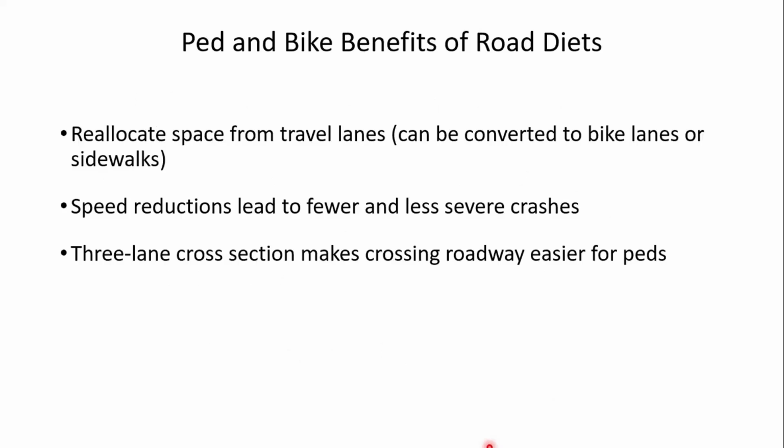Some of the pedestrian and bicycle benefits of road diets: as I've said, they reallocate space from what previously were travel lanes, which are now converted to bicycle lanes or sidewalks. Generally, motor vehicle traffic speeds are reduced, which should lead to fewer crashes and certainly less severe crashes. And the 3-lane cross section, 1 lane in each direction, makes crossing the roadway easier for pedestrians, with shorter crossing distances and less exposure time to vehicular traffic.